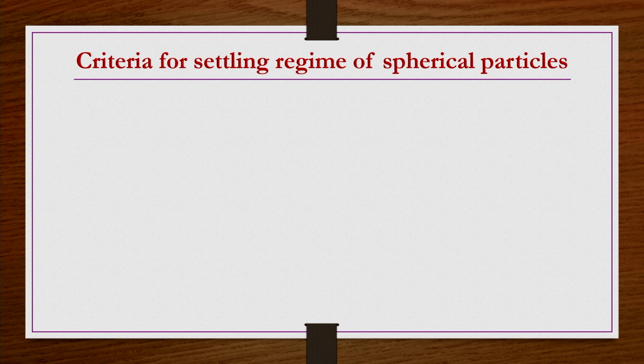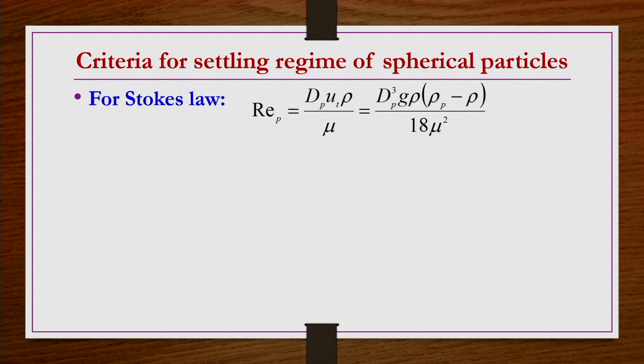Okay, how to do that? Let us say for Stokes law, we have Rep is equal to dp ut rho by mu, right. So, this is the Reynolds number definition.